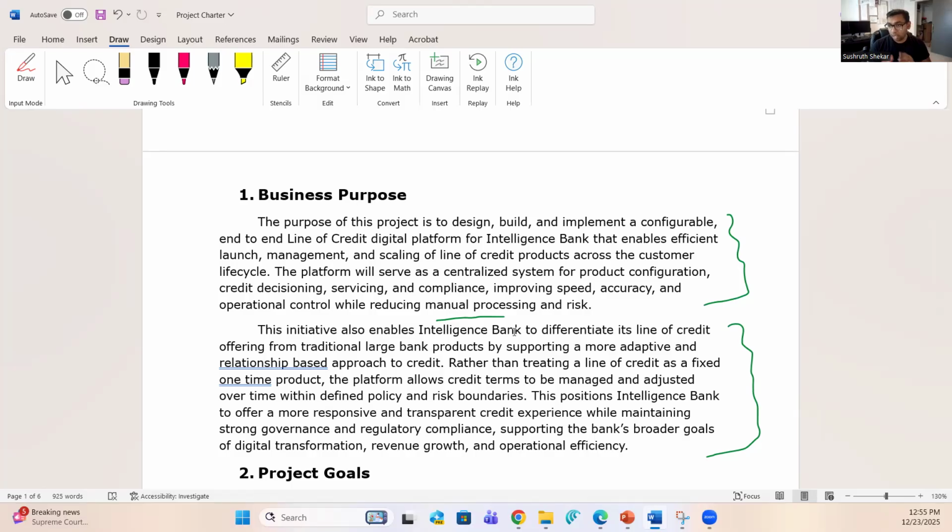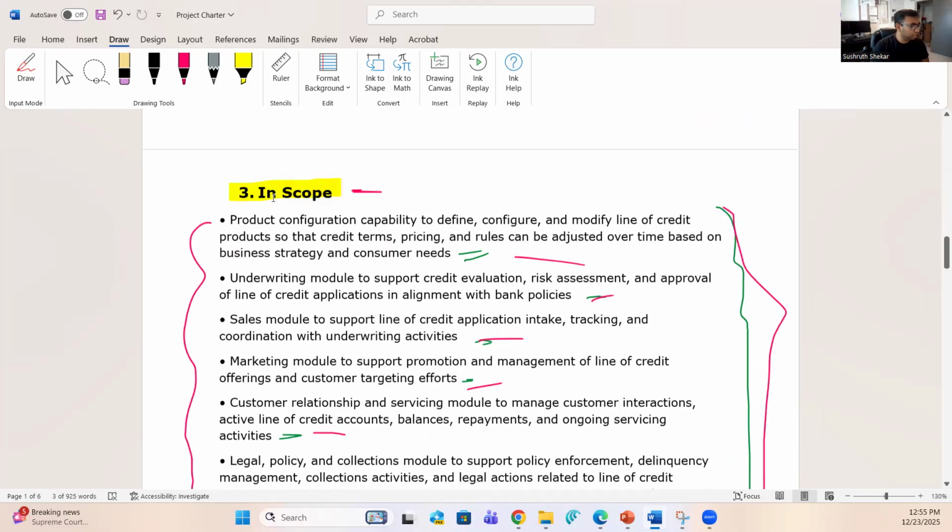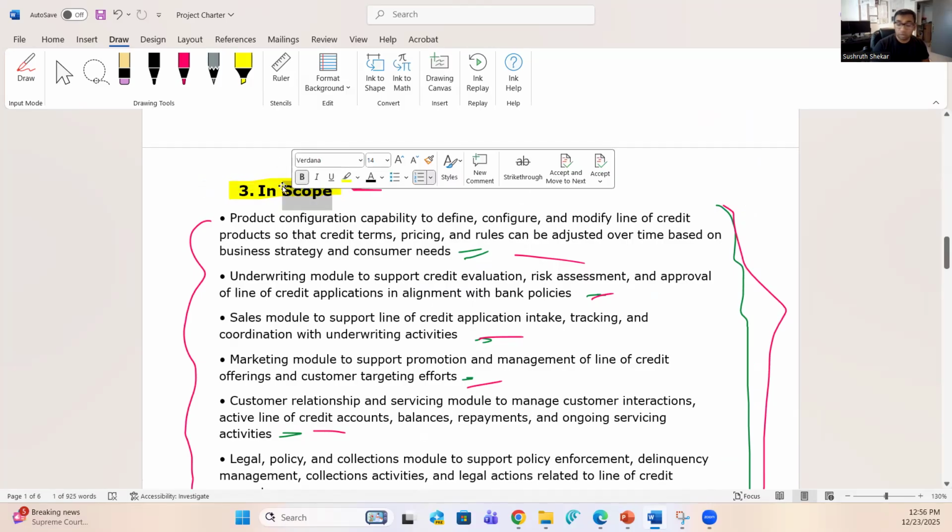So what and why? In order to ask sensible questions, you need to understand the business purpose. You need to understand the project goals. You need to understand the in-scope items. Only then you'll be able to ask sensible questions during the requirements gathering meeting. Hence, as an IT business analyst, although you are not documenting the project charter, you should have familiarity with the project charter and know what's in there. So you need to have that end-to-end familiarity.